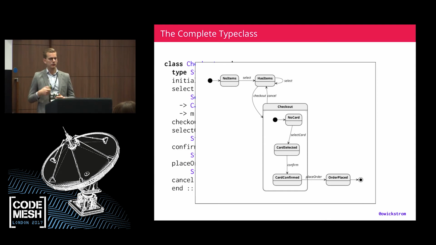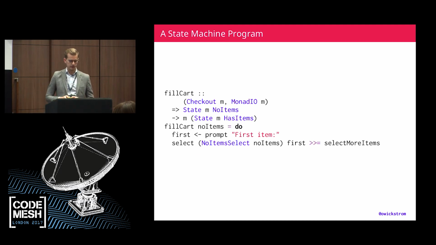And now we will write our program using this type class. So fillCart constrains M to be a monad with the checkout and IO operations. I should point out that I'm actually using IO in this abstract program as well, just to drive it forward. You could factor that out if you want to make it fully testable, but I've tried to keep it as simple as possible and only have the state machine be abstract in this example.